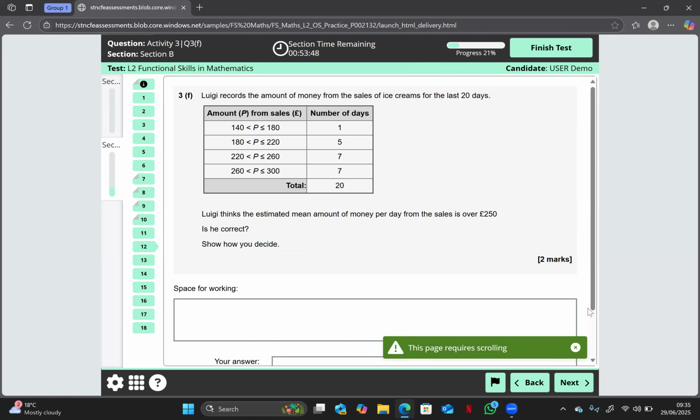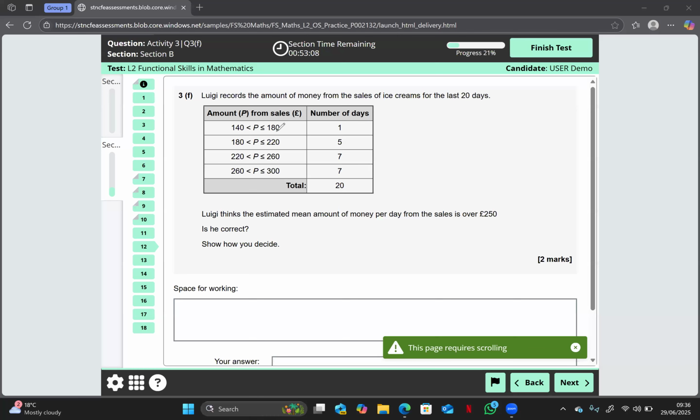Luigi records the amount of money from the sales of ice creams for the last 20 days. Luigi thinks that the estimated mean amount of money per day from the sales is over £250. Now, for the estimated mean, we get the midpoint of each of these, add them all together and divide by the number of days, which is 20.